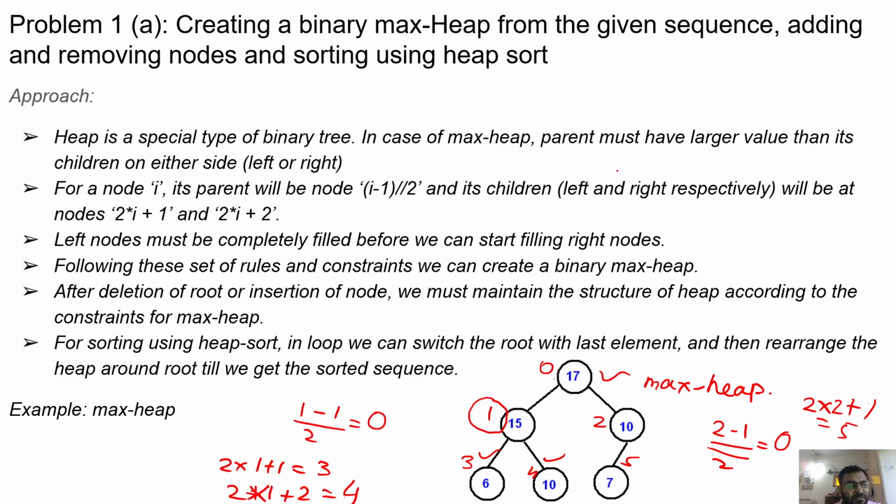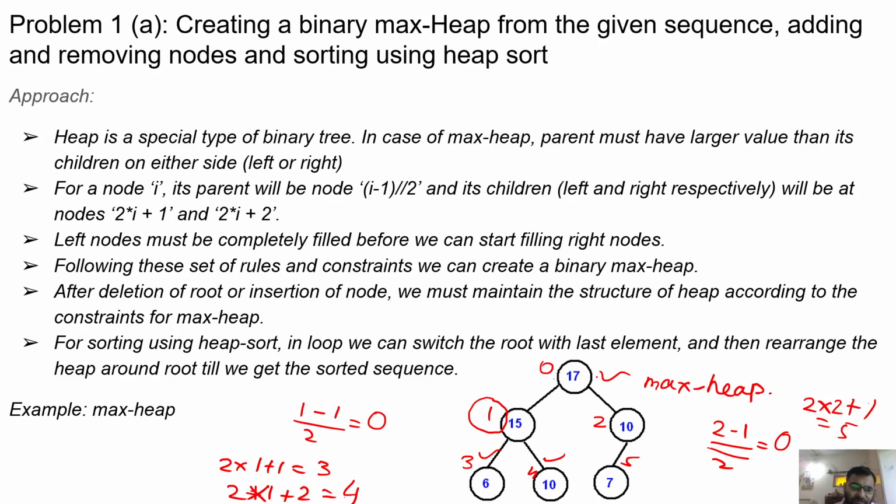Now for sorting using heap sort, we will look at it in a while, but just for the sake of it, what we are going to do is in a loop we'll switch the root with the last element. The root will be the maximum value element, and the last element will be the minimum value element. So we will switch them, and then we will again rearrange the heap with respect to the root node, which has the minimum value now, after rearranging.